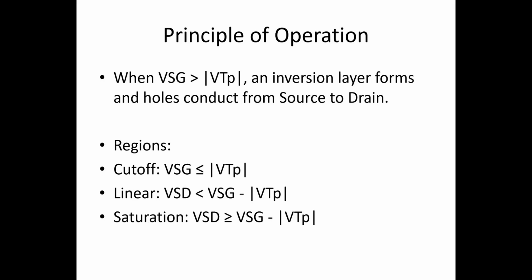We also use VSD equals Vs minus Vd. There are three regions. The first is cutoff: VSG less than or equal to the absolute value of VTP, so it is off, no channel. The second is linear. Channel is here. It acts like a resistor. And the third one is saturation. Channel pinches off near drain. Current is mainly controlled by the gate.